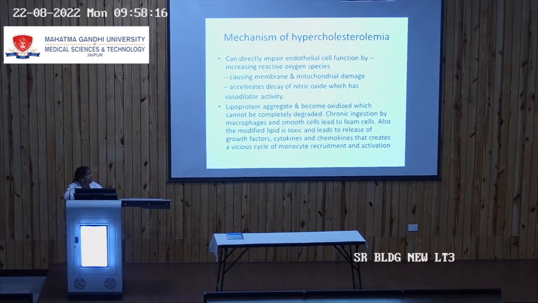And the lipoprotein aggregates that are present there, they become oxidized and they cannot be completely degraded. And the chronic injury you have seen leads to foam cells, and the modified lipid is toxic to the cells, therefore they get ruptured and they release cytokines. So this is a vicious circle: the hypercholesterolemia leads to lipid being taken into the cells, they get destroyed, and when they get destroyed they release cytokines, so a vicious circle is formed.